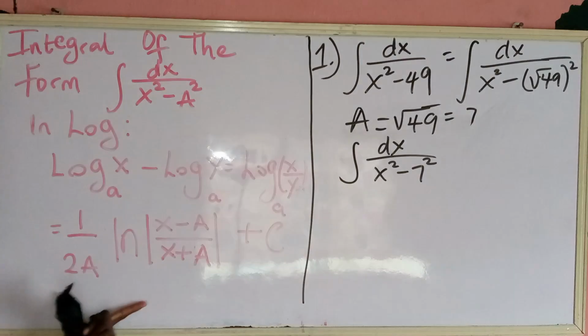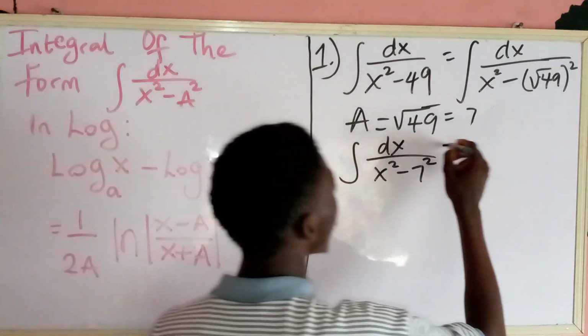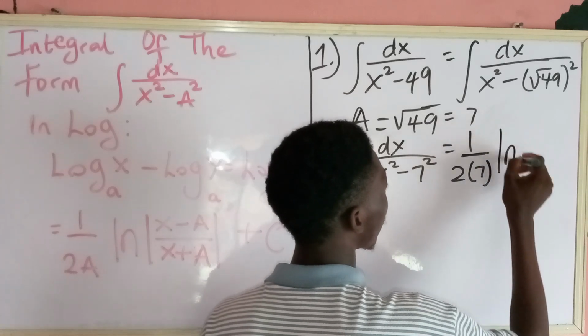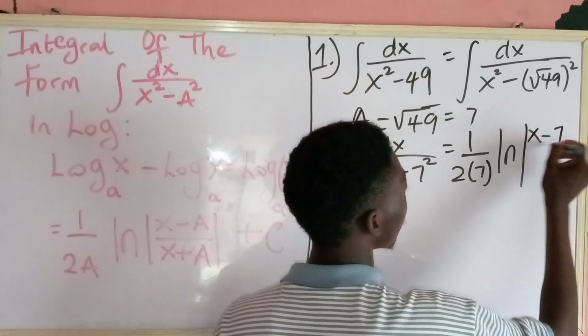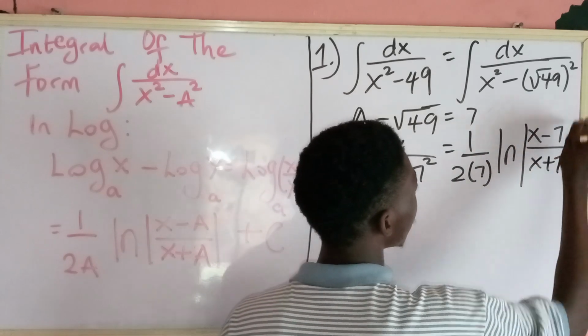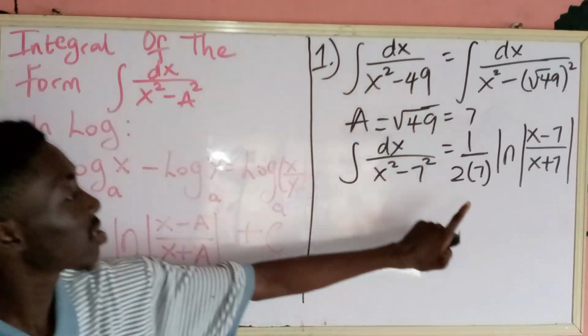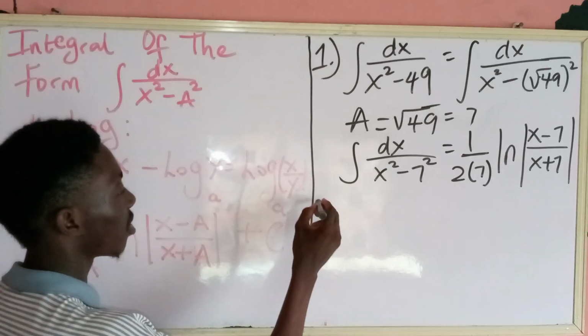In going from that to here, my answer will be equal to 1 over 2 times 7, natural logarithm of x minus 7 over x plus 7. And that will be my final answer on this. So this equals this.